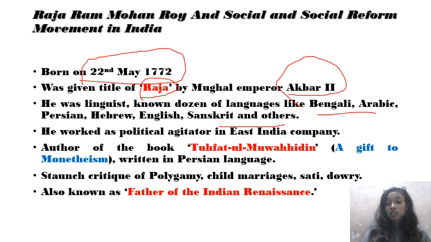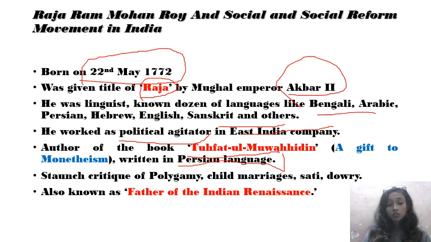And he was very closely associated with the East India Company. He worked as a political agitator, and he also worked as a moneylender to Englishmen. His famous book, Tuhfat ul Muwahhidin, in English known as A Gift to Monotheists, was written by Raja Ram Mohan Roy in the Persian language. I am discussing language here because Raja Ram Mohan Roy was a linguist, so he wrote books in various languages. So here, the language of the book is very important. That's why I am discussing this.